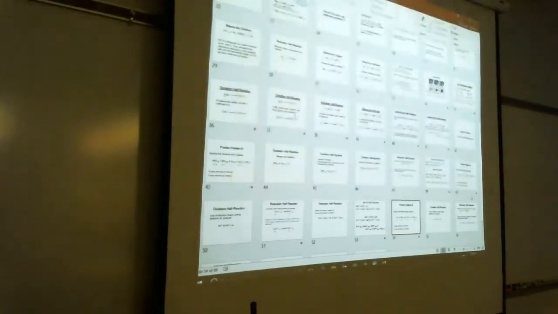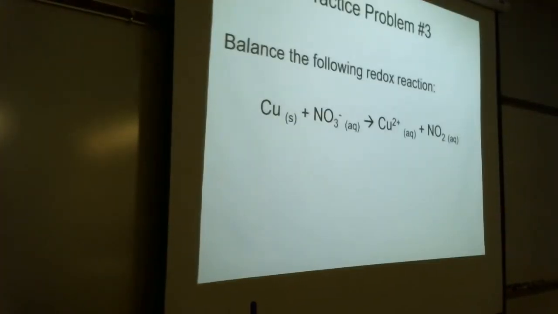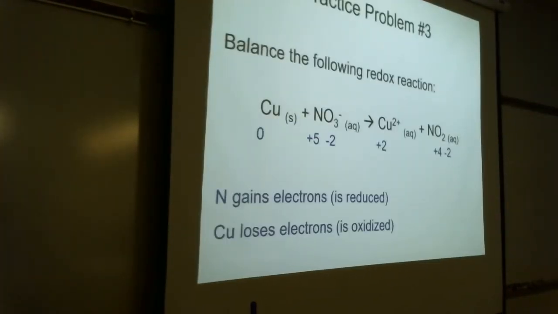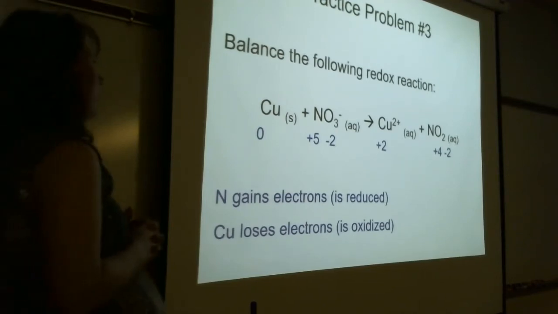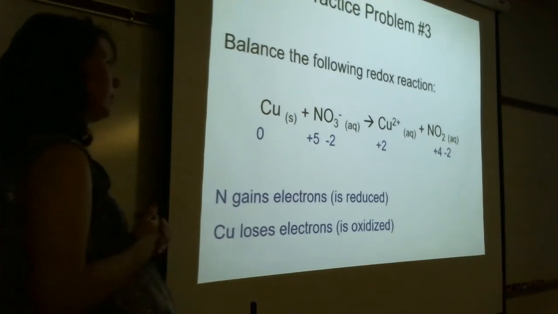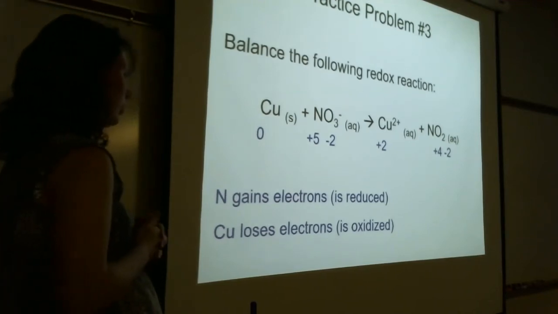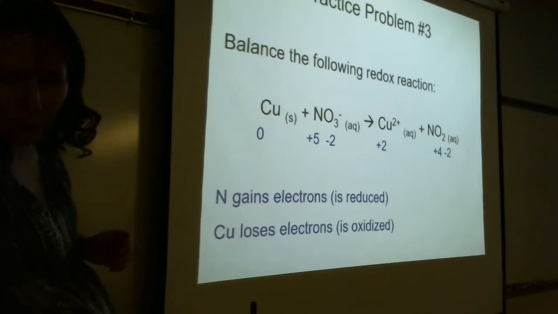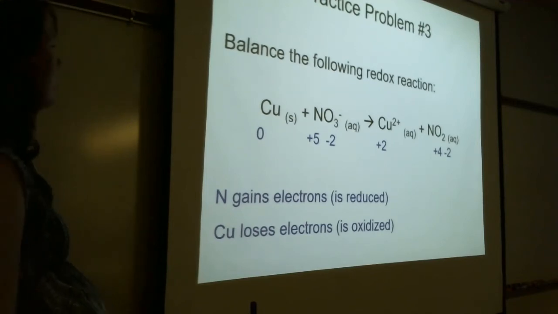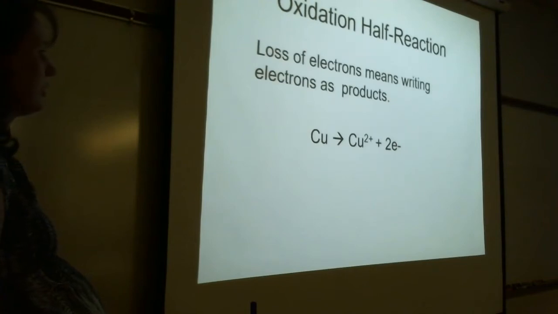Okay, last problem of the day. Let's balance this redox. First, we have to assign our oxidation numbers. We see that copper metal becomes copper 2, so that's oxidation. And the nitrogen in nitrate becomes reduced. Right? Do we agree? So let's split this up into our half reactions.